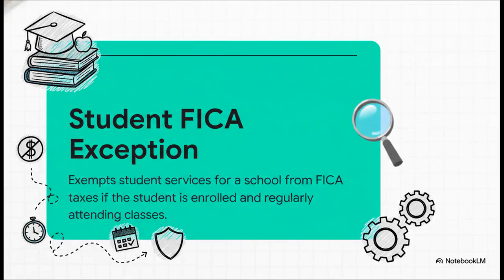So what's the deal with this specific piece of the tax code? Well, it creates what we call the Student FICA Exception. And in plain English, it just means that when a student works for their own school, that work is exempt from FICA taxes. That's both the 6.2% for Social Security and the 1.45% for Medicare. But, and this is a big but, there are a couple of key conditions. The employee has to be a student, and they have to be enrolled and regularly attending classes.